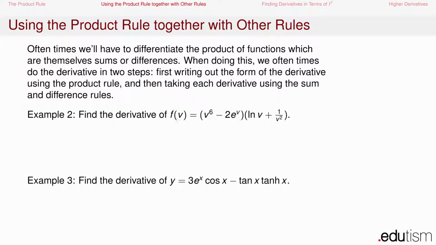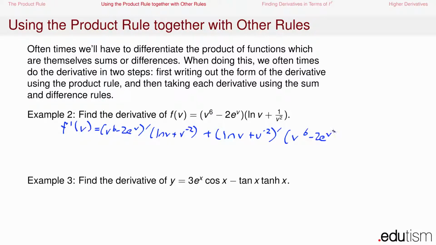So in example 2 here, we want to take the derivative of f of v, which is v to the 6 minus 2e to the v, times ln v plus 1 over v squared. When we take its derivative, first we're going to use the product rule. We're going to take the derivative of v to the 6 minus 2e to the v, times ln v plus, now 1 over v squared, we're going to write as v to the minus 2, plus, then we're going to do the derivative of the second function, ln v plus v to the minus 2. We're going to multiply by the first function, v to the 6 minus 2e to the v.